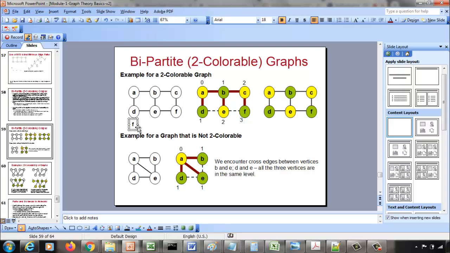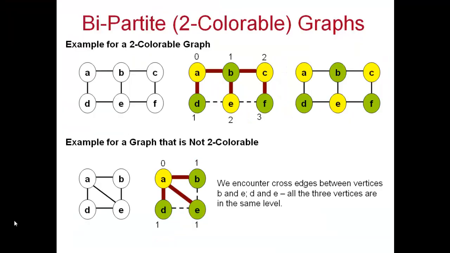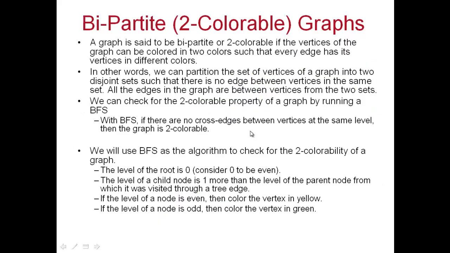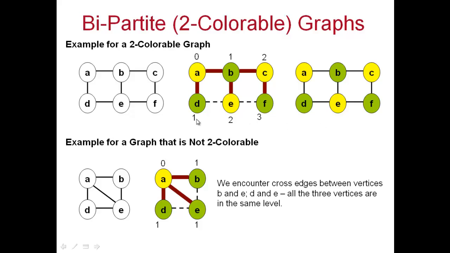So that is how you run breadth first search and identify the level numbers of the vertices from the starting vertex, and then the tree edges and cross edges. Now how do we decide whether this graph is bipartite or not? The rule for bipartite is this. After you do breadth first search on the graph, a graph is said to be two-colorable if there are no cross edges between vertices at the same level. So check in this graph.